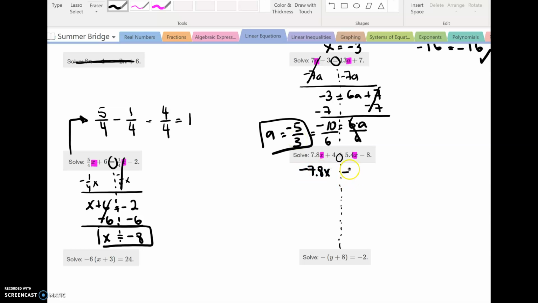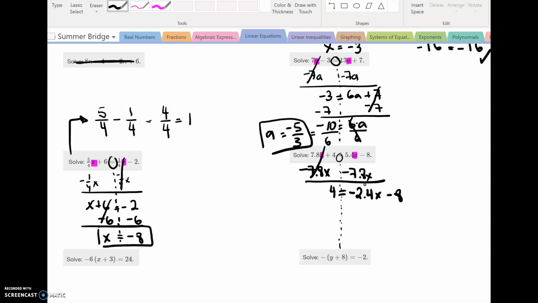So -7.8x on both sides. This is what happens. That cancels, which is what we want. We created additive inverses. So now I have 4 is equal to 5.4, and I'm subtracting 7.8, which gives us -2.4x minus 8. So now I have a negative coefficient in front of the x.